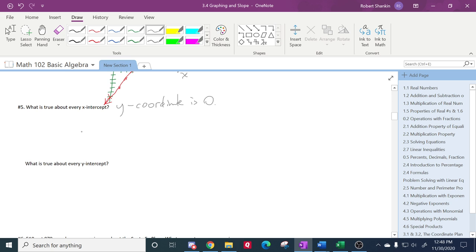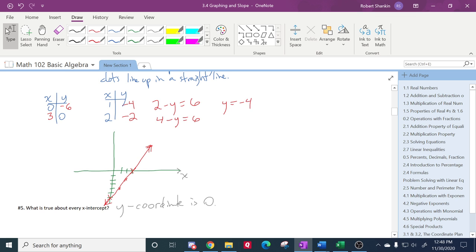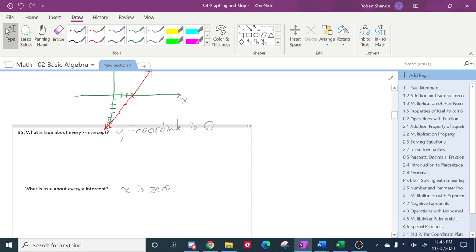And what's true about every y-intercept? The x is 0. And we see that up here. When x was 0, y is -6. The x is how much you move away from the y-axis by moving left or right. And you don't move any away, so you're stuck on the y-axis.